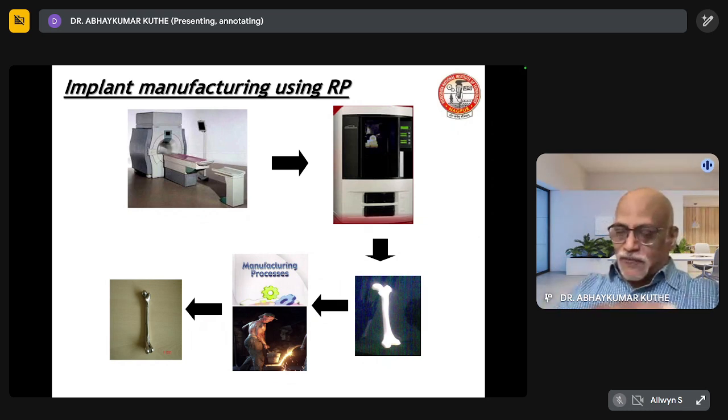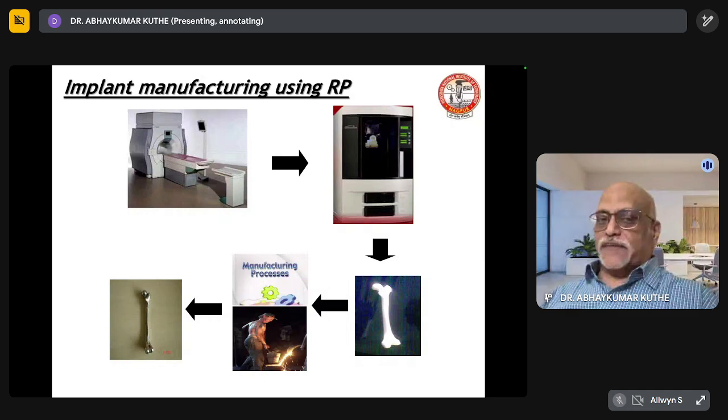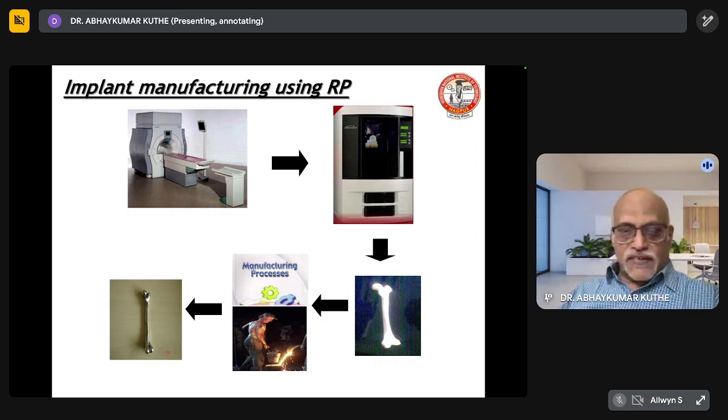If you look at our figure, I think the figure itself is self-explanatory. We have taken the CT scan data of a bone and sent it to the RP machine, and the RP machine has given us the so-called ABS model of that bone. Now we have used it as a pattern and used the casting approach, and finally the implant is manufactured, that particular bone is manufactured. And you can see that particular figure.